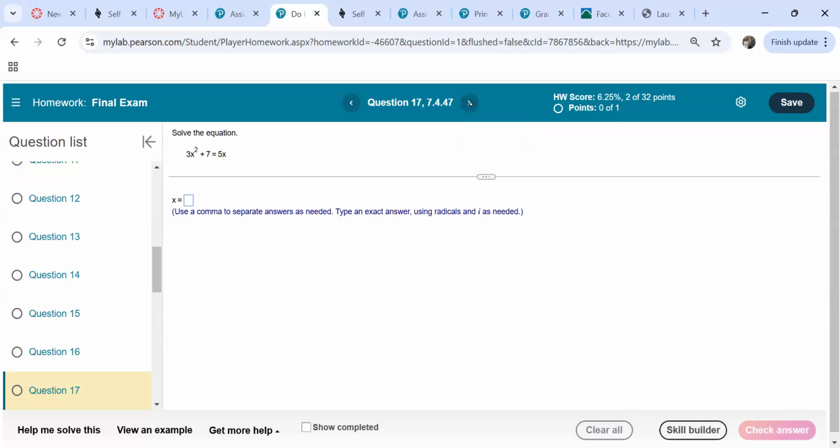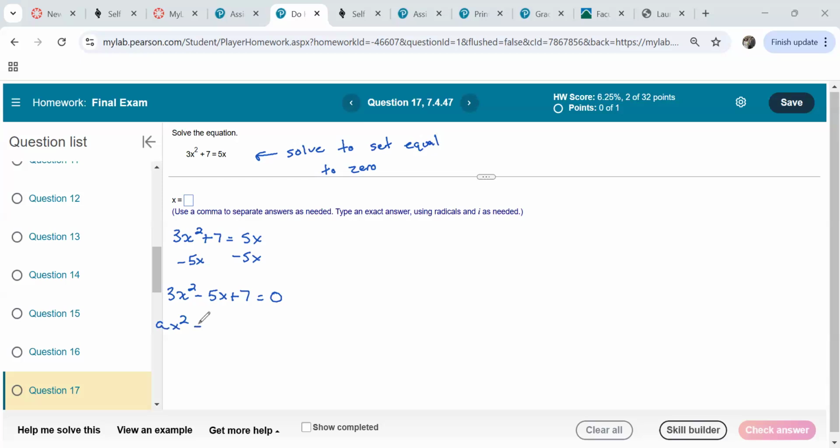Okay. So if we want to solve, remember we always have to solve our equations so they're equal to 0. So if I did that, I have 3x squared plus 7 equals 5x. So I'm going to subtract 5x from both sides. So one side of this is equal to 0, and we're going to have 3x squared minus 5x plus 7 equals 0. So I set it up so it looks like ax squared plus bx plus c. So we keep our terms in order of power.